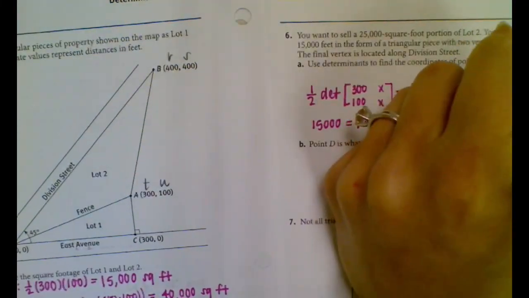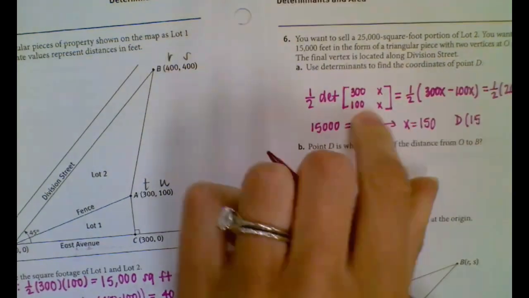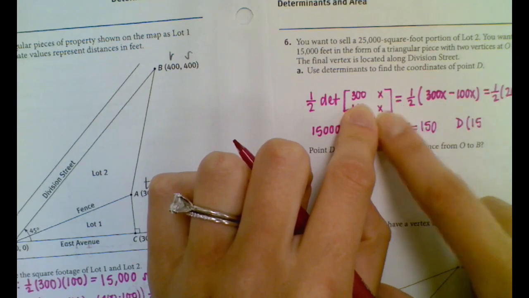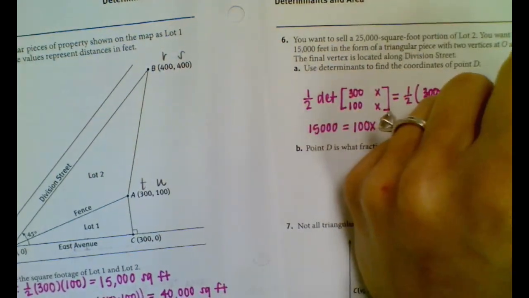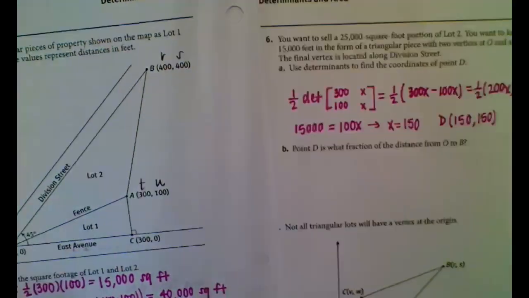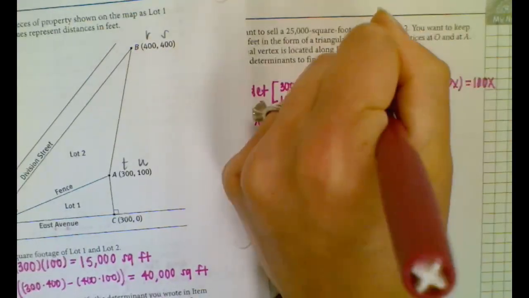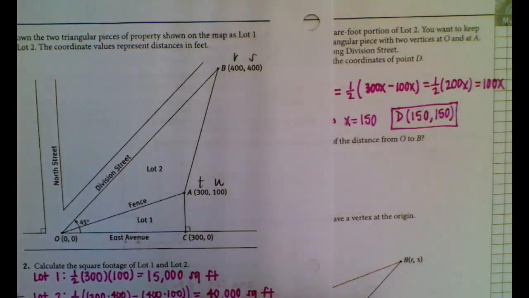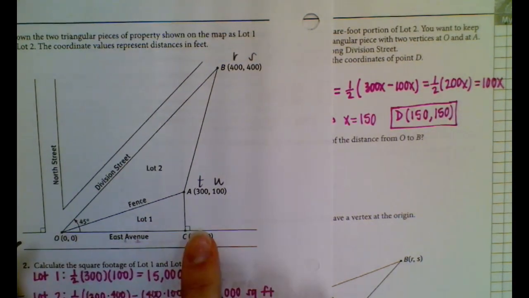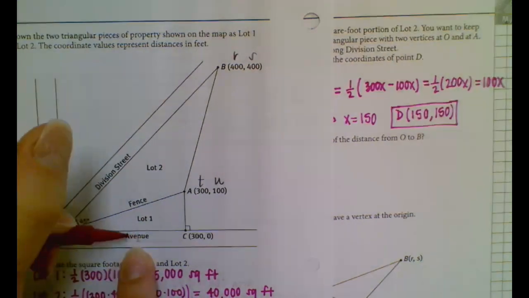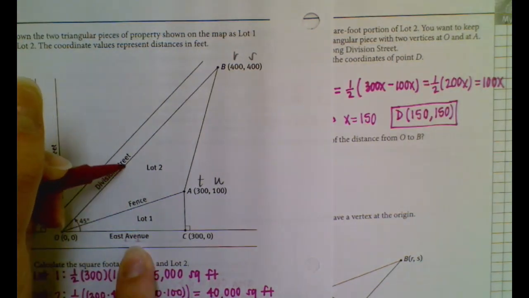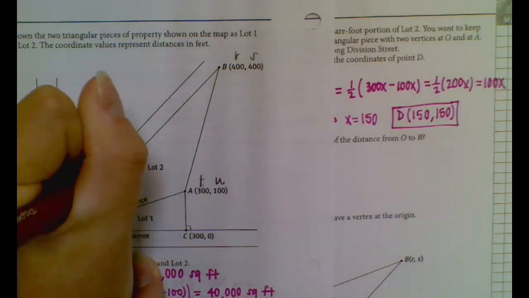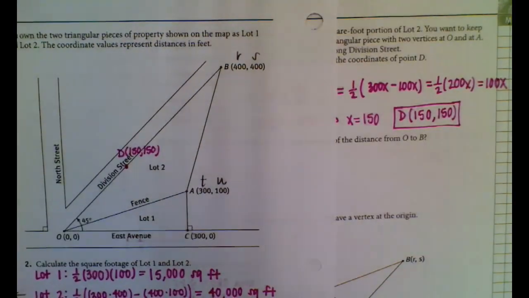So that means that point D is at, x is 150, so I'm going to plug that in. So it's at the x value of 150 and the y value of 150. Okay, that is point D. Now I'm actually going to draw that over here, just to get an idea. So if I got 0, 300, 150 would be right smack in the middle. So we're going to say that's point D. Okay?